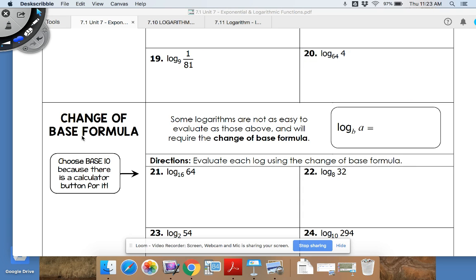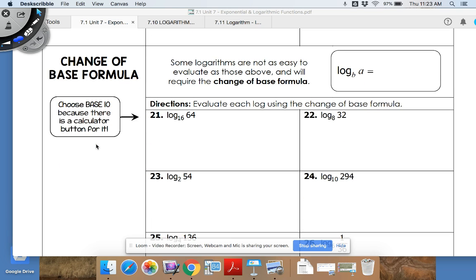And so we're going to save change of base for a different time. Just wanted to do a quick intro of logarithms.